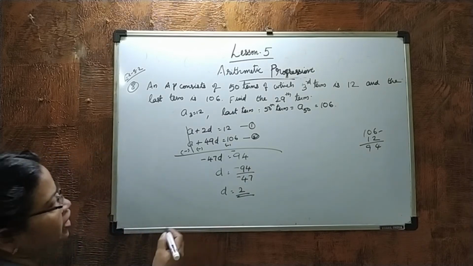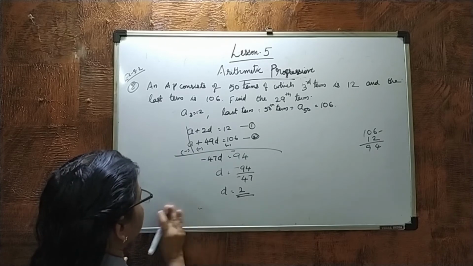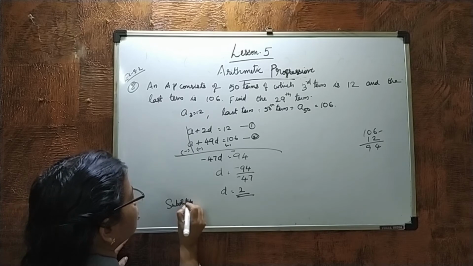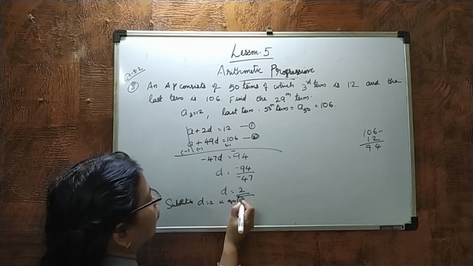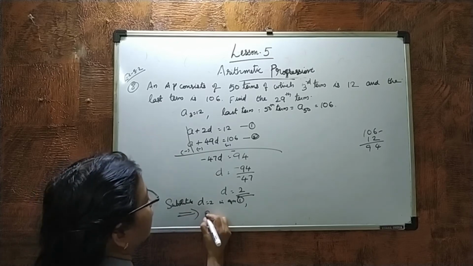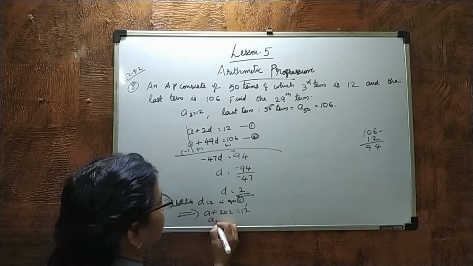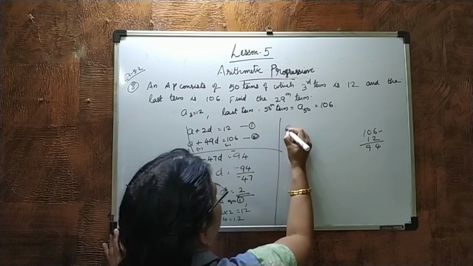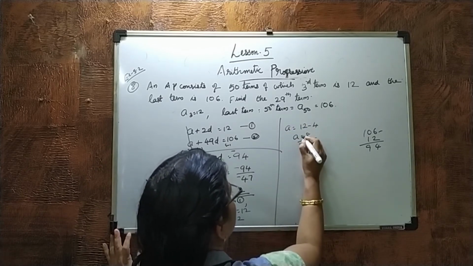Now you got D, and then you can find A also. Substitute D equals 2 in equation number 1. This gives A plus 2 into 2 equals 12. So A plus 4 is equal to 12, and then A is equal to 12 minus 4, A is equal to 8.